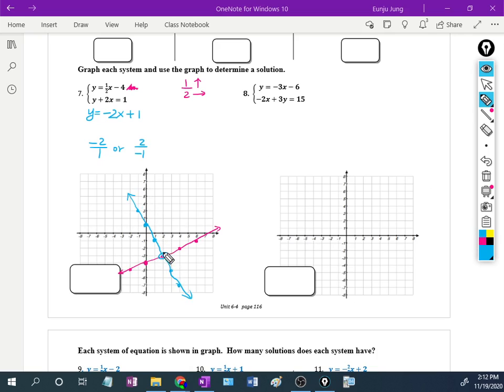This is the ordered pair, right? So let's read that ordered pair. It's at 2, negative 3. So x value is 2 and y value is negative 3 from the graph.